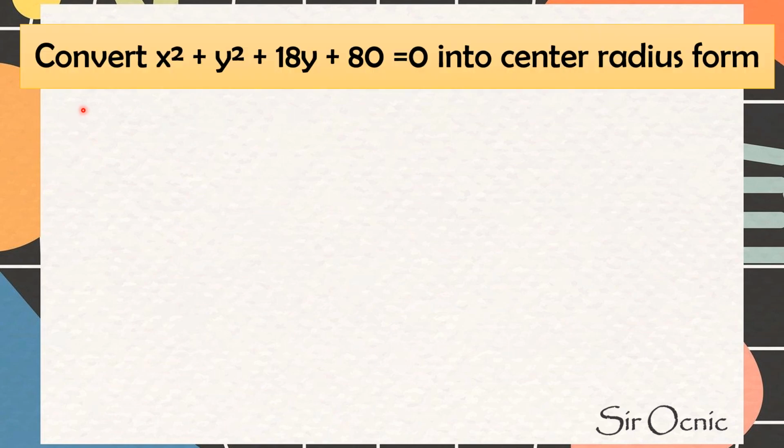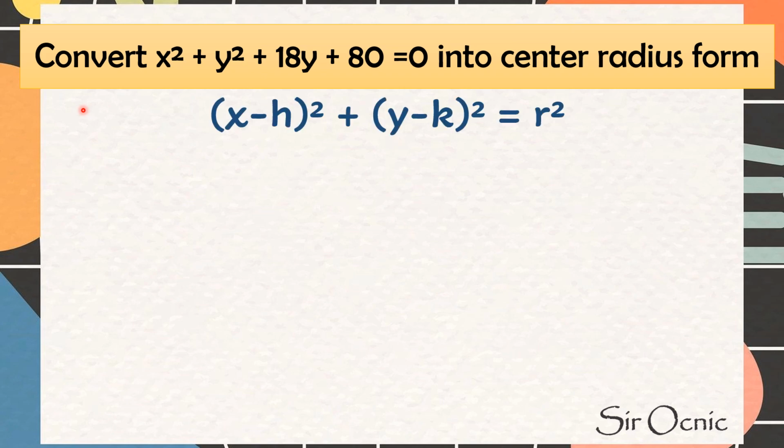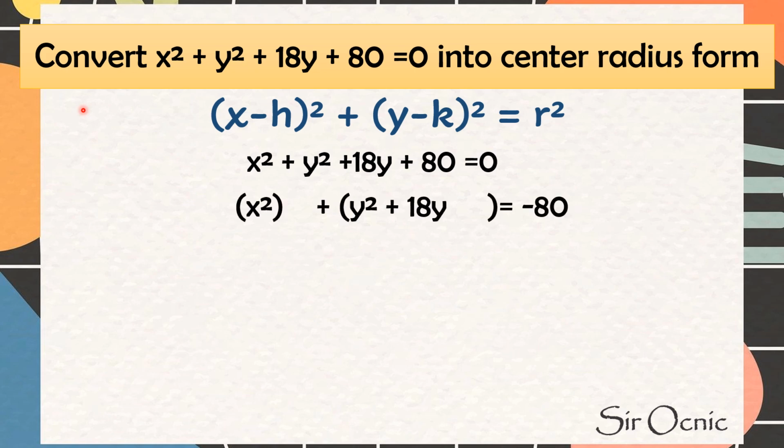Convert x squared plus y squared plus 18y plus 80 equals 0 into center radius form. Let us try to regroup first the terms included in the equation, and that will be equal to quantity x squared plus quantity y squared plus 18y equals -80. There's no such term with the literal coefficient of x. That is why the first group is x squared itself.